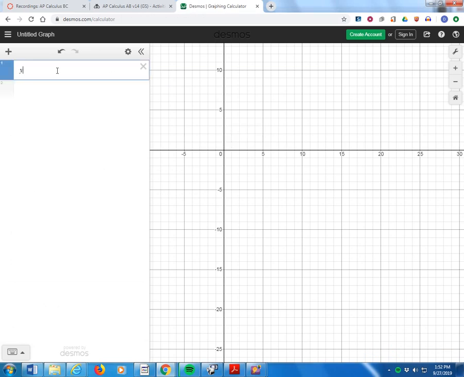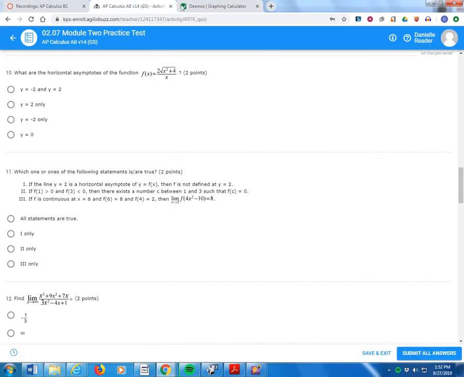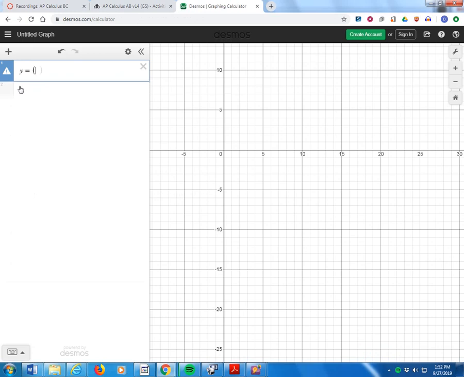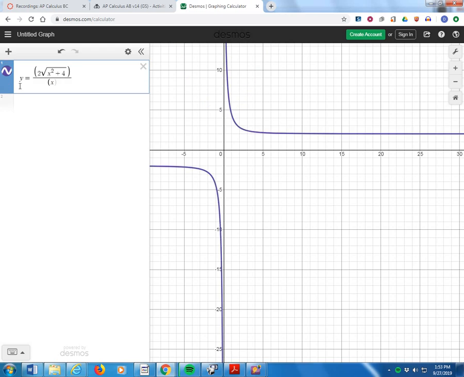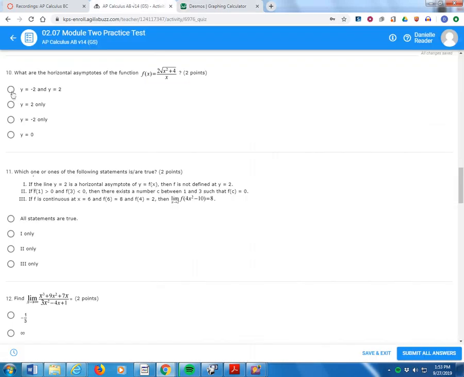So y equals 2 square root of x squared plus 4, divided by x. Okay, so there it is. Now we're seeing the horizontal to the right is going to be positive 2. We also have a negative 2 asymptote. Y equals negative 2. So it's this one.